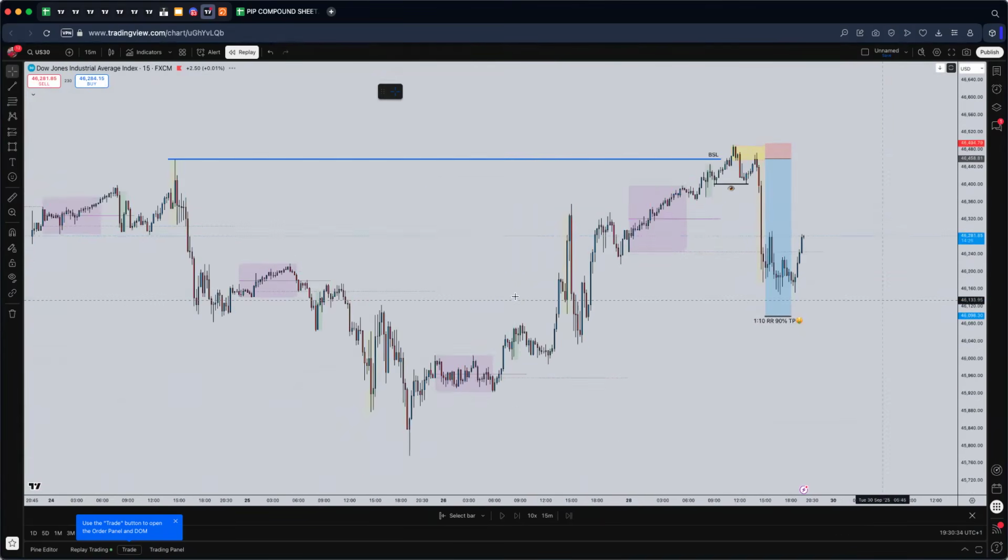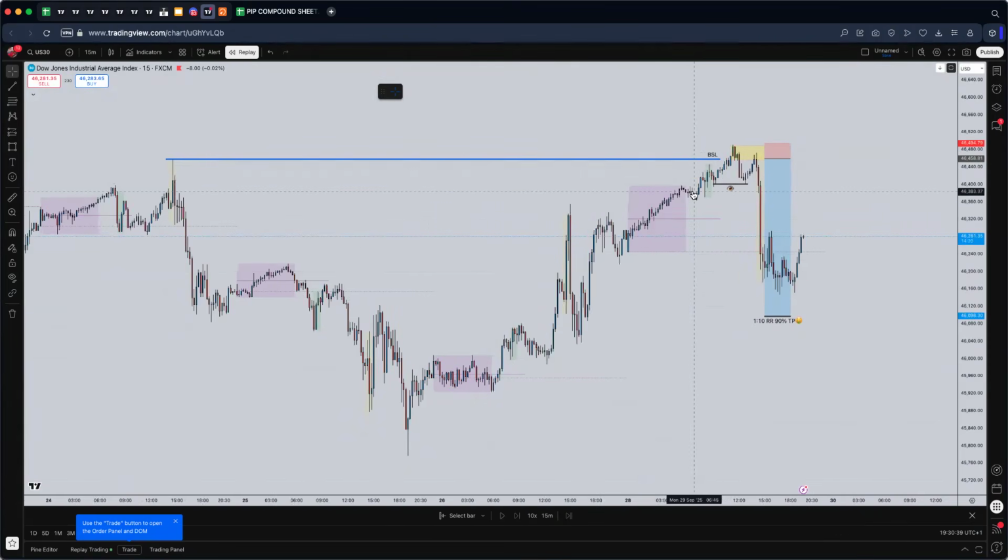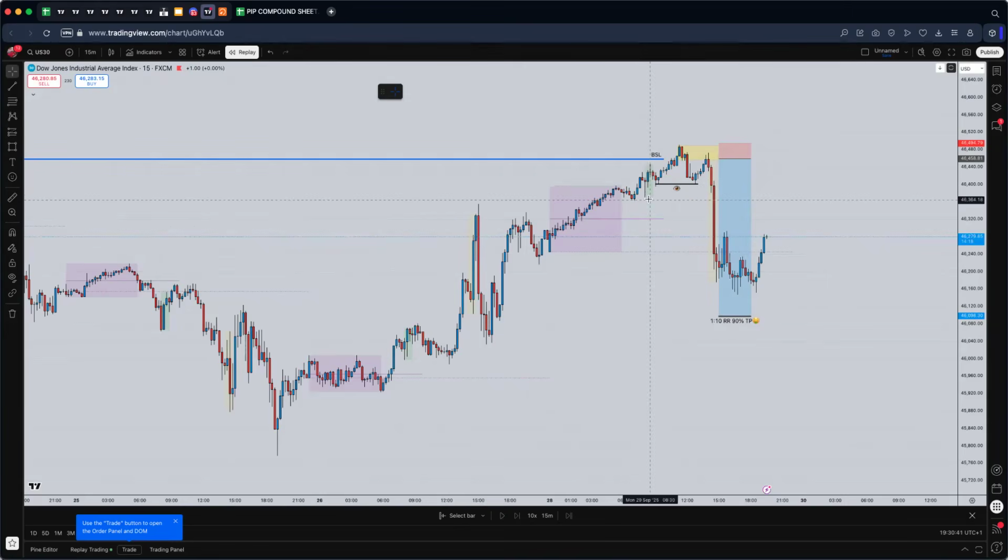So what do we have? We have buy side liquidity from last week. Price is opening up today. We have London. London doesn't do nothing. And then again, I'll go into the smaller time frame soon.